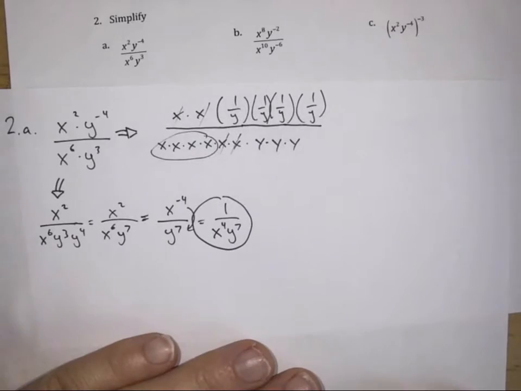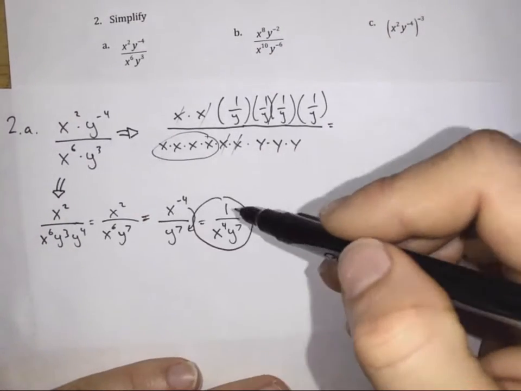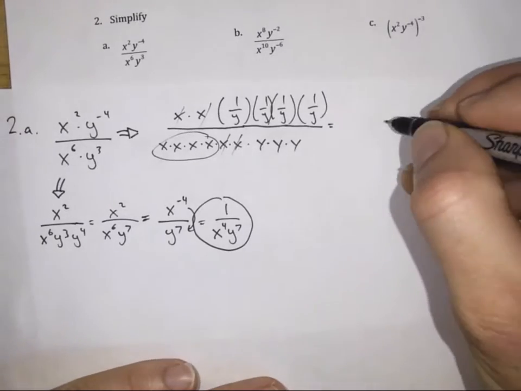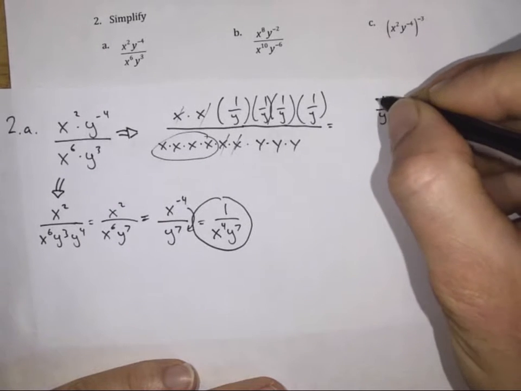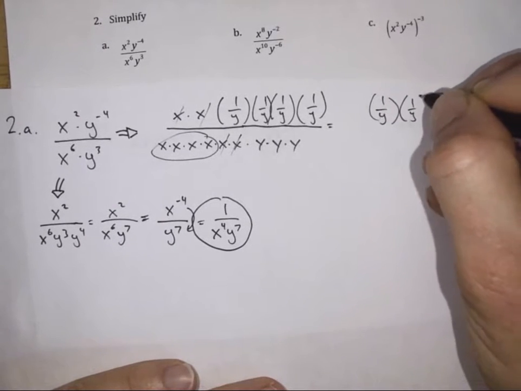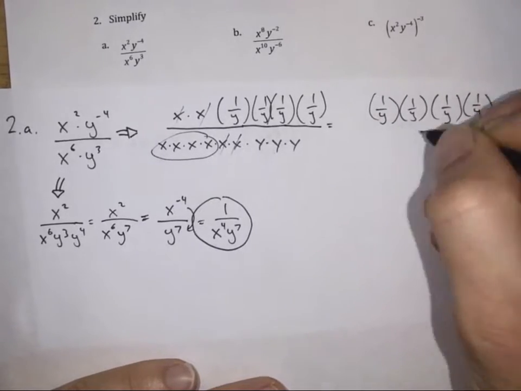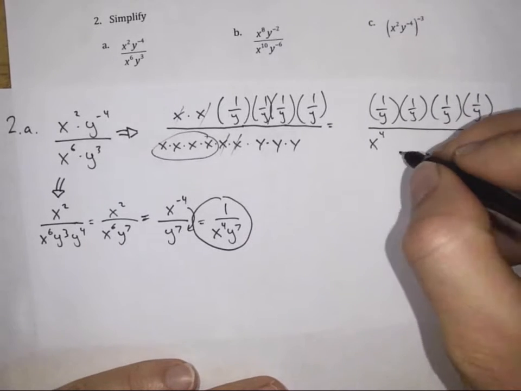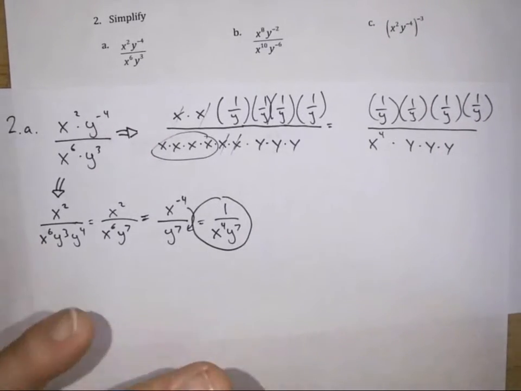So it's starting to maybe look a little confusing. So if you don't like this method, you can just look at this other, maybe more simple method. So what I'm going to do is I'm going to say, okay, well, that leaves me with 1 over y times 1 over y times 1 over y times 1 over y, and that's all over, I'm pretty much done with the x's, so I'm going to write that as x to the power of 4 times y times y times y. Now I'm going to show you a little trick here.